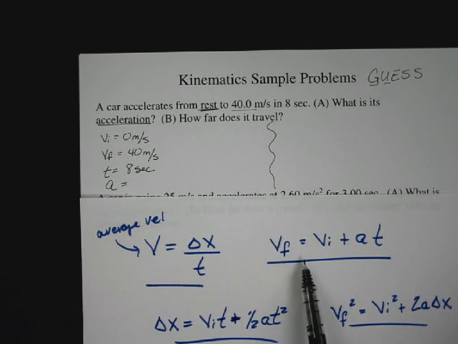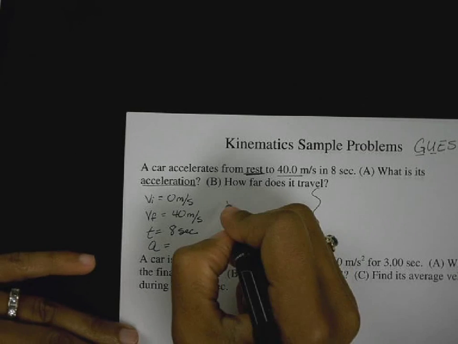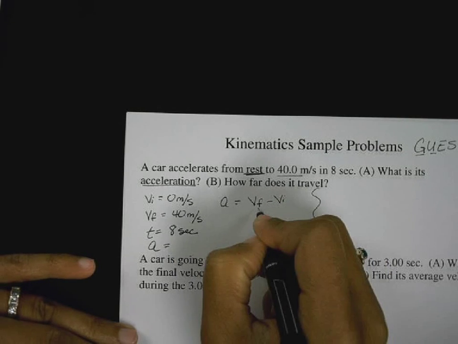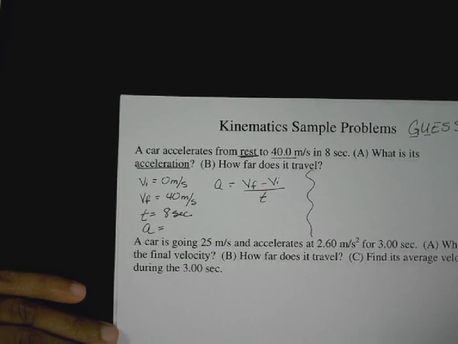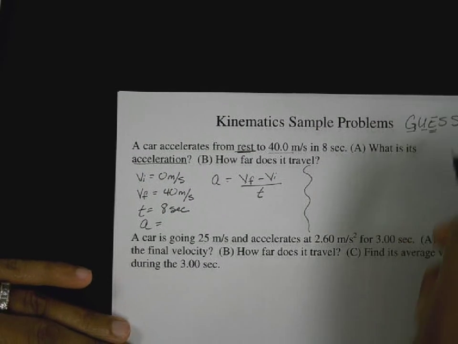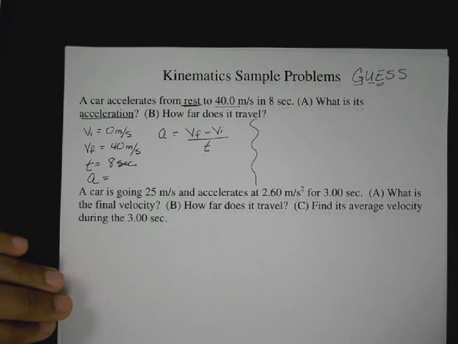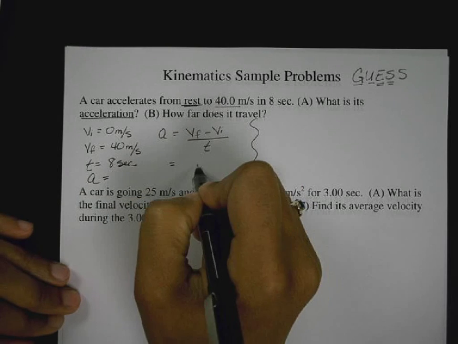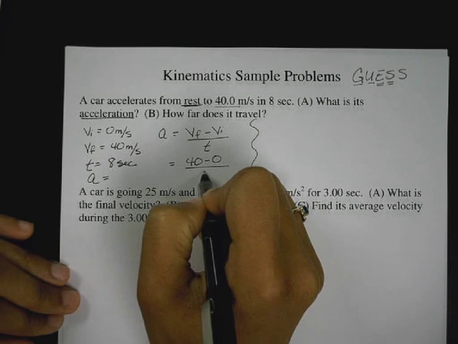So if I rearrange this equation to solve for A, I get A is equal to VF minus VI divided by T. So that is the rearranged equation. That's the E I'm looking for. I'm looking for the rearranged equation, not the original. S stands for substitution. So now all I have to do is put in my numbers. 40 minus 0 over 8.